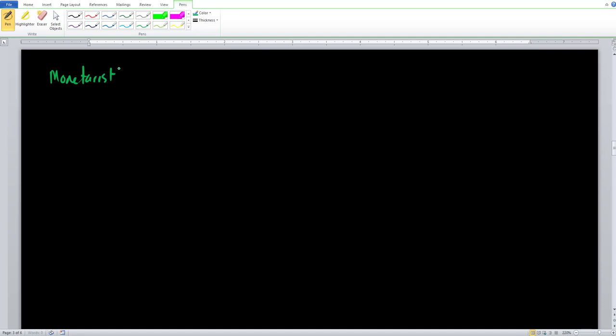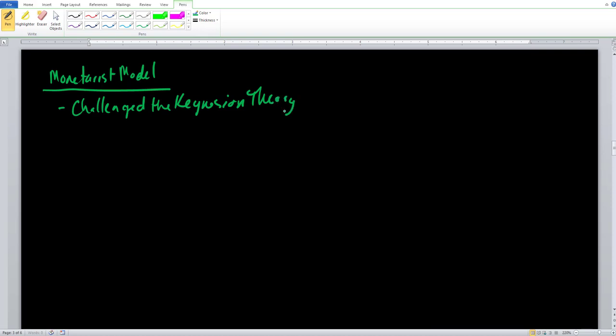With the monetarist model, they are basically going to believe just the opposite of the Keynesian model because they challenged the Keynesian theory. And with the Keynesian theory, remember they said that fiscal policy was very effective, but monetary policy was very ineffective. So we're just going to change a few things with that. We move in the opposite direction.